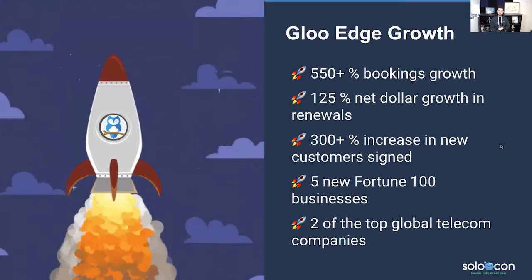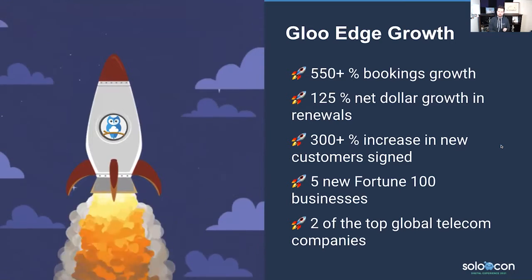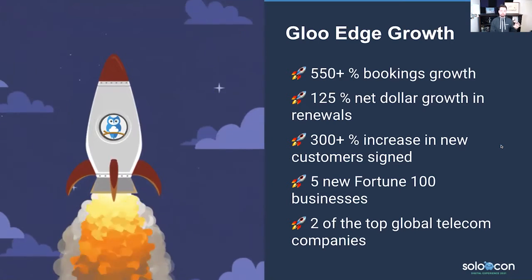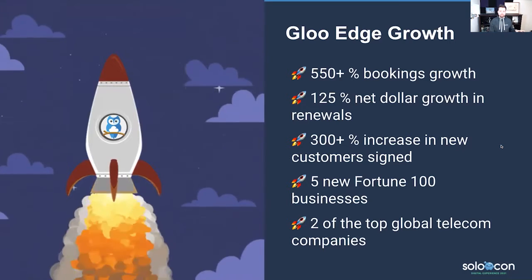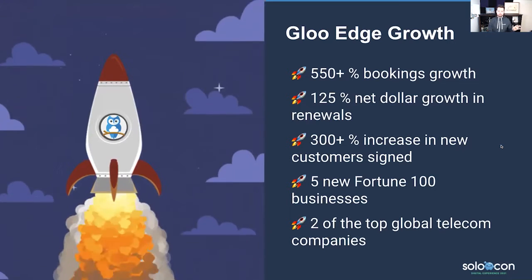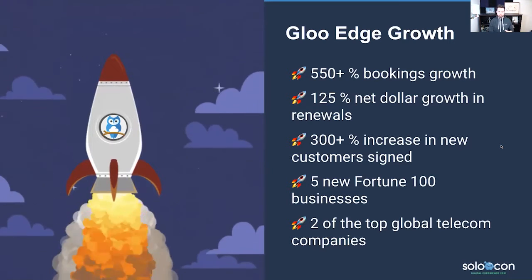So this is the 2020 numbers. We had 125% net dollar growth in renewals. What does that mean? That means you have this cohort of customers that joined in 2019. How did they grow as far as dollar spend? Did they increase? Did they decrease?